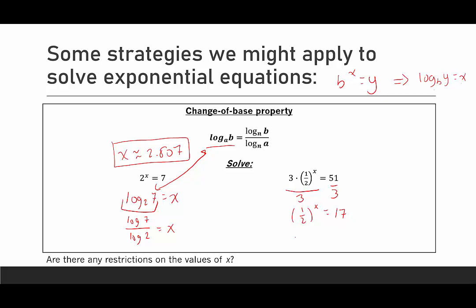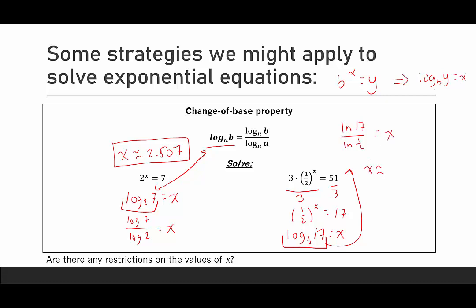Now I have this in exponential form, I can rewrite it in logarithmic form. That's log base 1/2 of 17 is equal to x. Now that it looks like this, I can use the change of base, and this time I'll use the natural log just to switch it up. I can take the natural log of the argument and divide it by the natural log of the base, and that's going to give me an approximation for x.